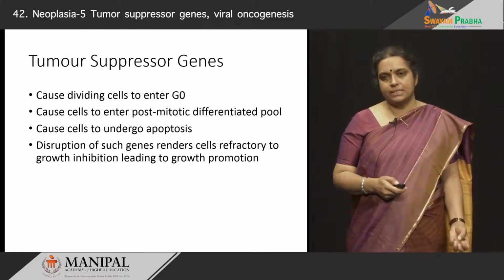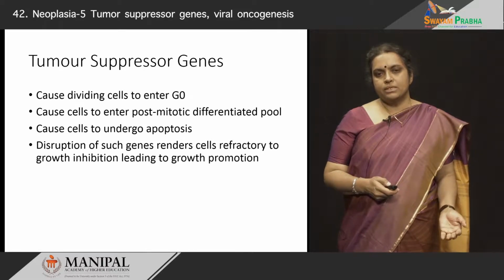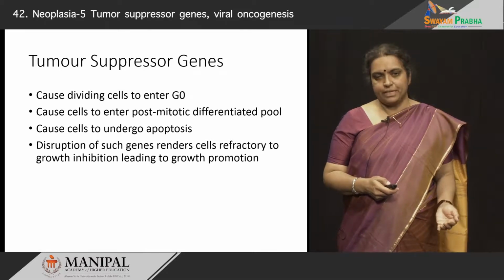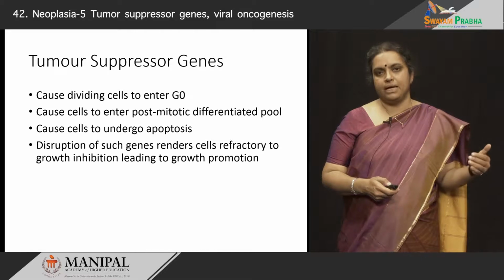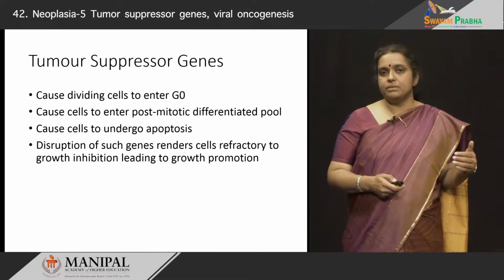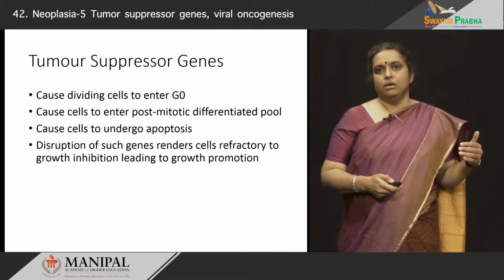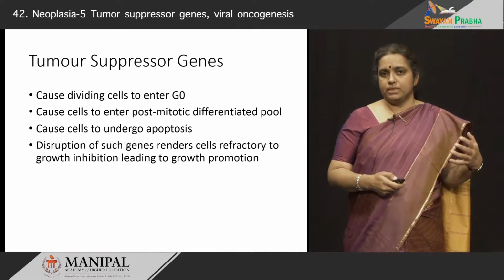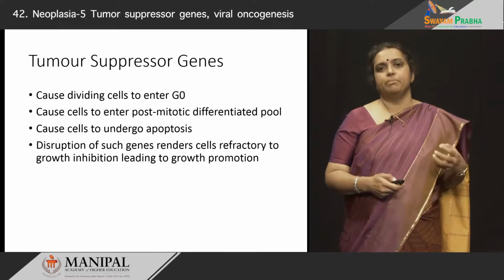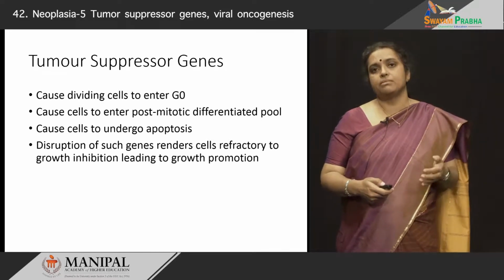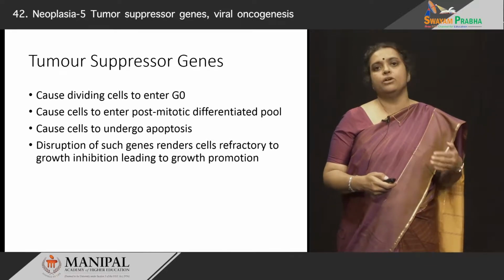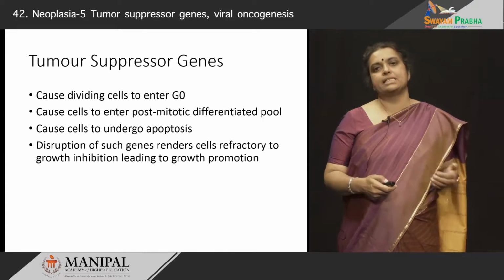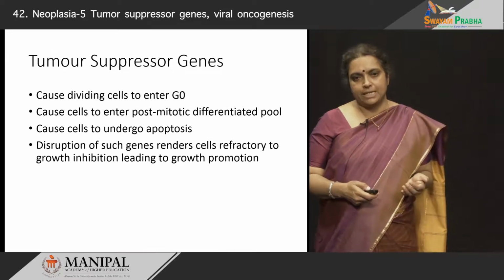Now, how do they do this? A normal cell grows and proliferates, but there needs to be a check or a balance so that it does not grow too much and become cancerous. So, there needs to be checks and balances within the normal cells which prevent excessive growth and proliferation of cells.